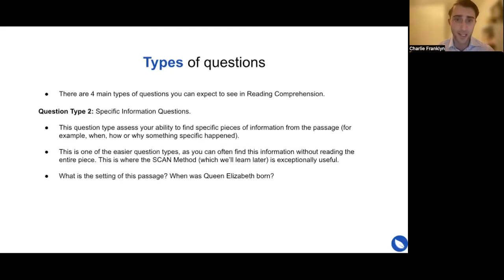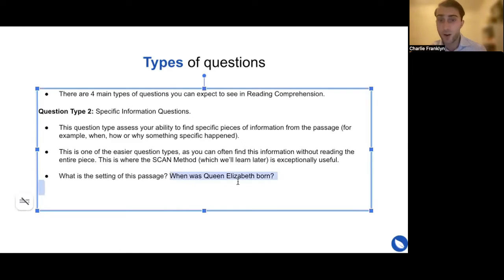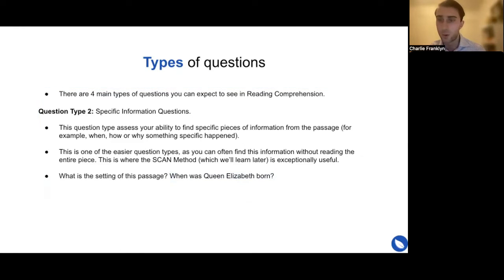Second type is specific information questions. This is a lot easier. So this is where it's really just testing your ability to find a specific piece of information. So for example, if it was an essay around the royal family, it might say, when was the Queen born? And they'll have that information there. It might say, what is the setting of this passage? But it's really looking for you to find a specific piece of information.